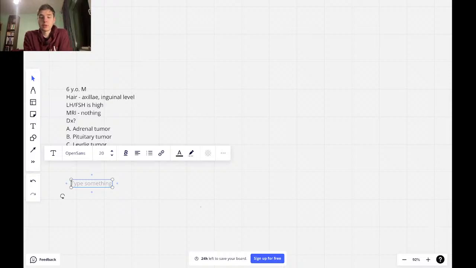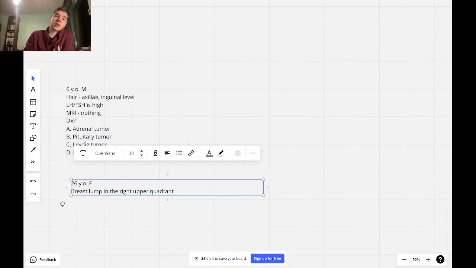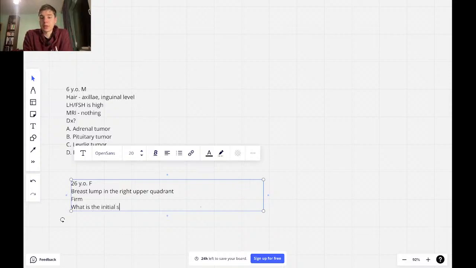We have a 26-year-old female. She has a breast lump in the right upper quadrant. Interestingly enough, it is firm. What is the initial step for her?